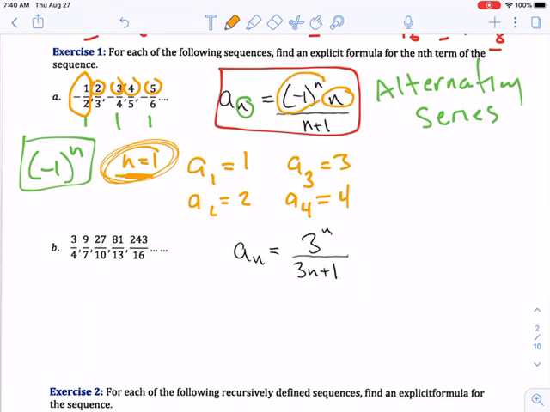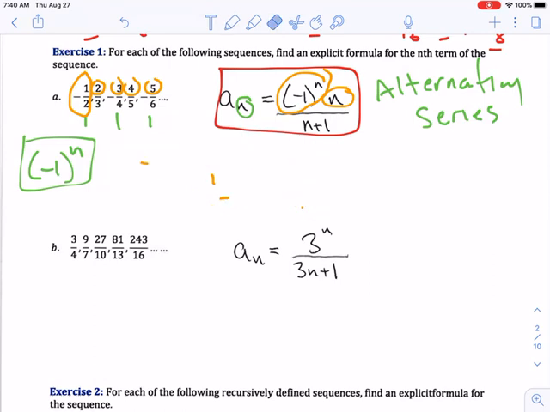We got the first part, the second part. Now what about the denominator? Well, the denominator is similar. Notice that in every denominator, it's 1 more than n. When n is 1, the denominator is 2. When n is 2, the denominator is 3. So the denominator is simply going to have an n plus 1. All right, so this is our explicit formula for this particular series.